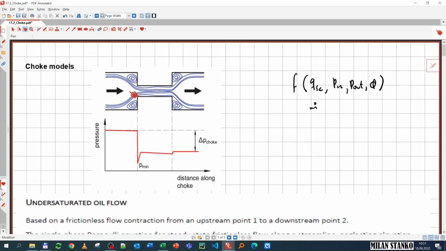One thing that happens with these types of models is that you need to know how the properties are changing. Typically, we have compressible fluids. We have a gas, for example, that is changing its properties. You have vaporization from the oil to gas. So you have to capture that process when you go from P1, the inlet pressure, to the throat pressure.